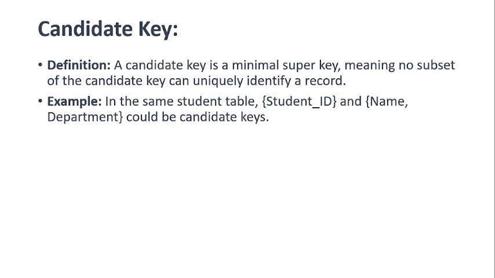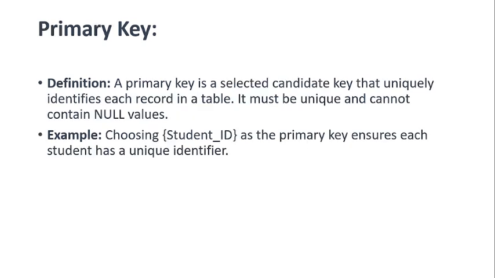So in this example called students table, student ID and name comma department, right, would be a candidate key. So what is student ID? Student ID is a primary key, right? So it is the minimal super key, which means that no subset of the candidate key can uniquely identify a record. So without student ID we cannot identify, okay, without student ID we cannot identify because which is not a subset, right? So I can say that name and department would be the candidate key when I am taking the combination of these three, right? So that is known as what? Candidate key.